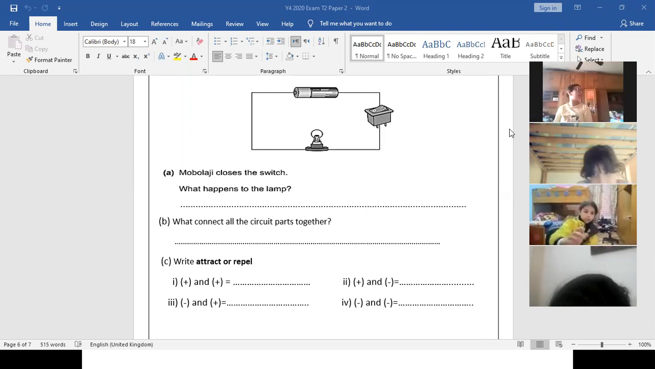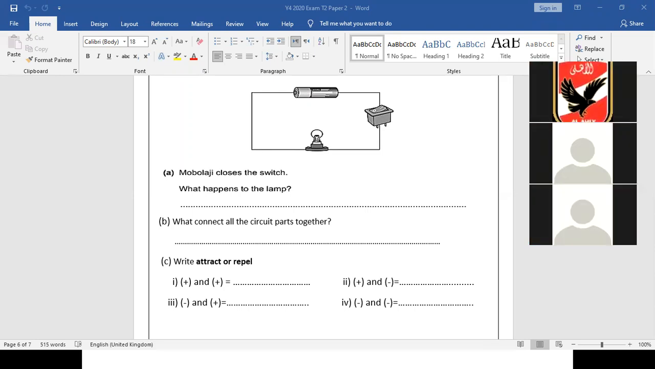Question B says, what connects all the circuit parts together? Ahmed, you're back? Yes. What connects all the circuit parts together? Wires. The wire. Very good.